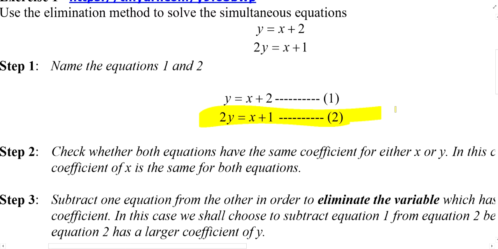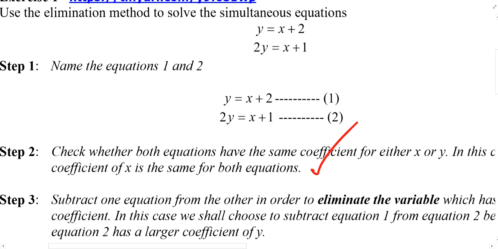2. In these two equations, do your x and x have the same coefficient? Yes. Do your y and y have the same coefficient? No. But all we need is one of them to have the same coefficient, and we already have that. So in this case, x and x have the same coefficient. So step 2 is done.